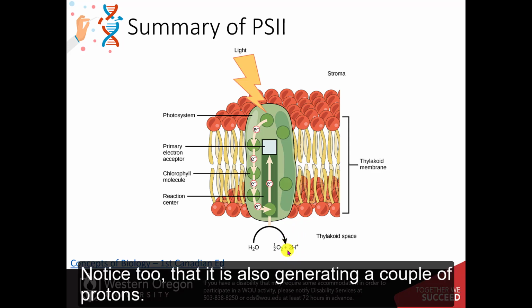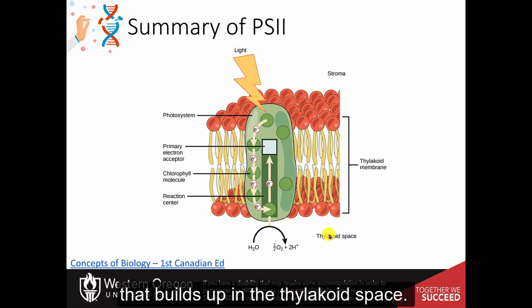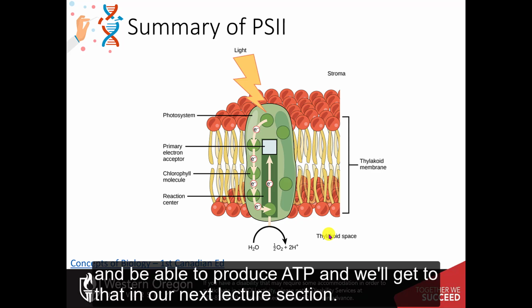Notice, too, that it's also generating a couple of protons. The protons, again, are very important for being able to generate a proton gradient that builds up in the thylakoid space. This gradient is going to be very important, again, for the ATP synthase to run and be able to produce ATP. And we'll get to that in our next lecture section.